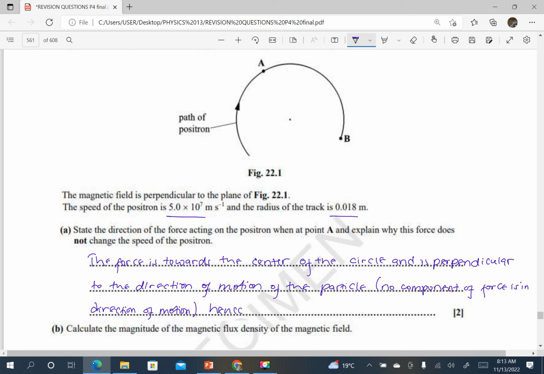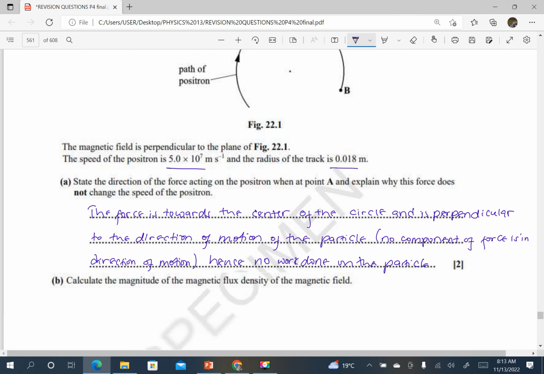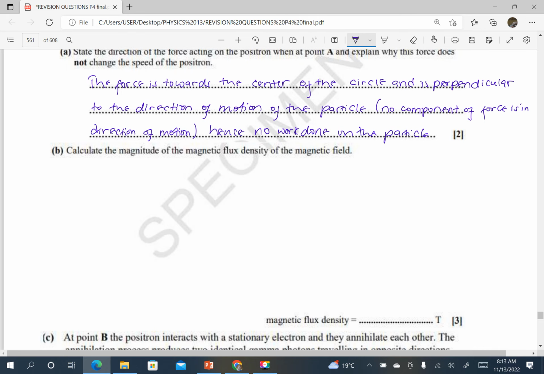Hence, no work done on the particle. So the magnetic force does not do any work on the particle, so the kinetic energy of the particle does not change. And if the kinetic energy of the particle does not change, it means the speed does not change. The magnetic force just provides the centripetal force.